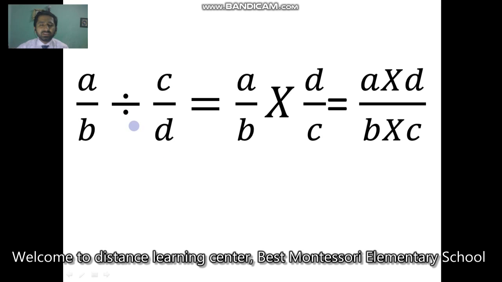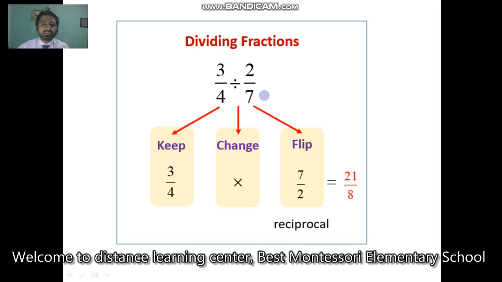Now what we do is we change this divide into multiply. Then the divisor c by d, we write its reciprocal, because the sign is changed. Now c by d means its reciprocal will be inverted, d by c. Now we can use the multiplication of fractions, a into d over b into c. It's very simple. Change the sign of division to multiplication and write the reciprocal of the divisor.